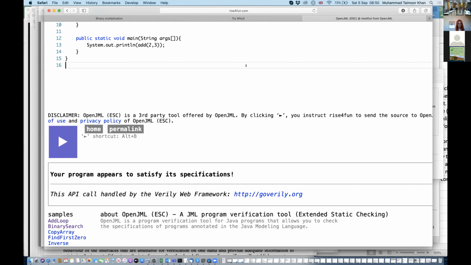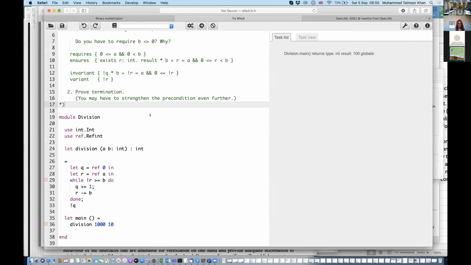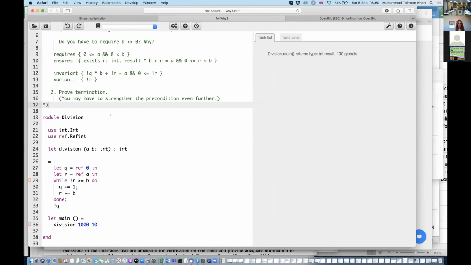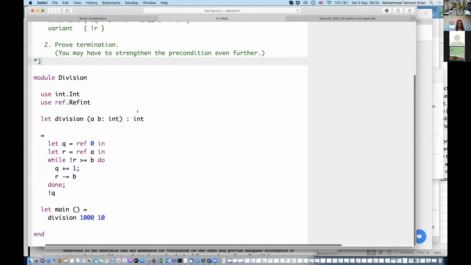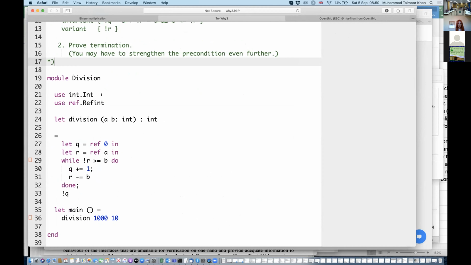Now, going back to some other tools, let me show you a more interesting tool, which actually does the job in a very interesting way. So here is a simple program written in some language which is more functional, as you see. Probably you are not familiar with the syntax, but don't worry. It is the division of two numbers, A and B.